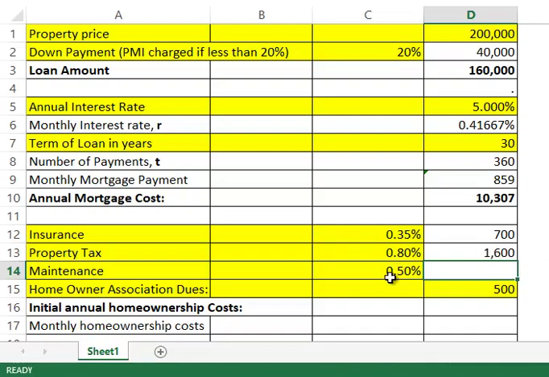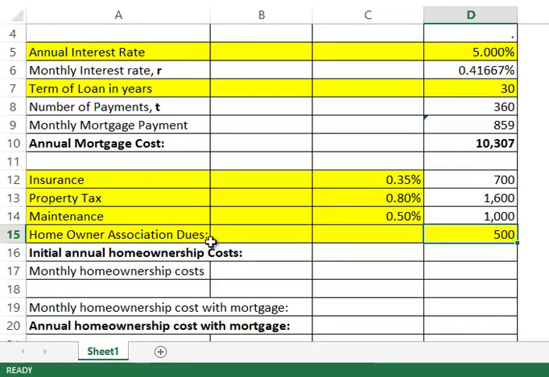And then maintenance, again, this can vary. Personally, I like to fix my own house, so a lot of people will say you need 1% of the price of the property per year to maintain it. I'm going to say 0.5% because I do all the repairs myself anyway. But again, this can vary, so we'll just put in equals this times property price, enter. So about $1,000 a year for maintenance for the house.